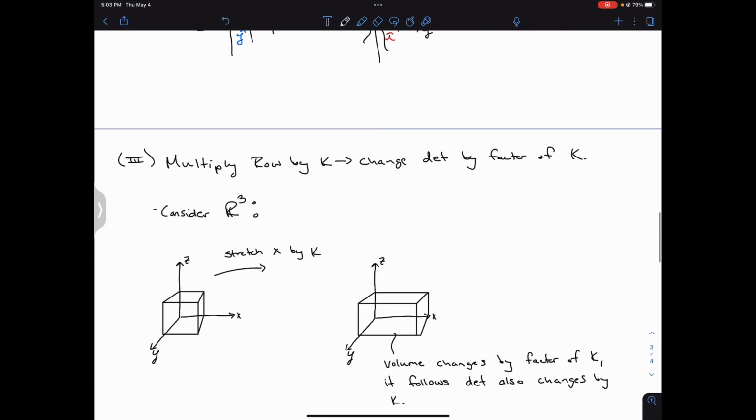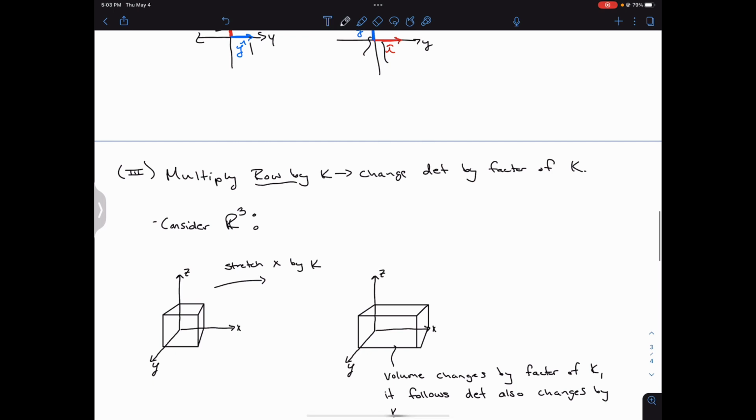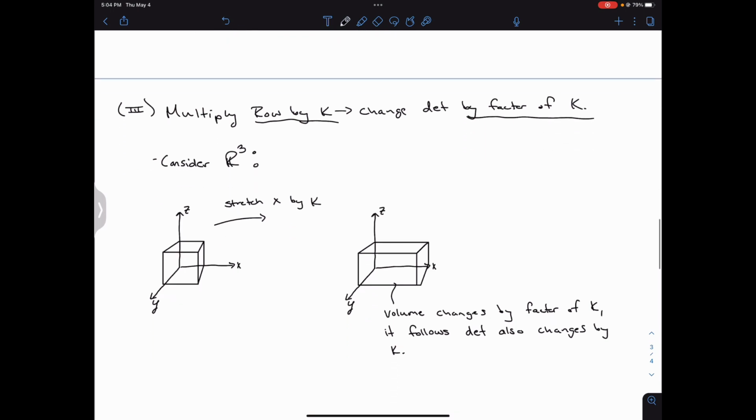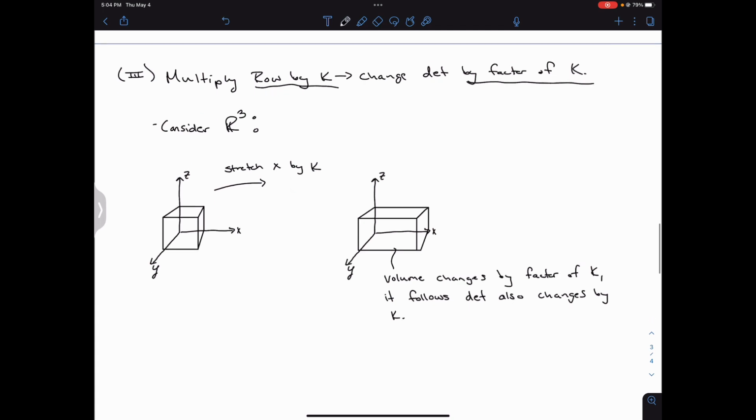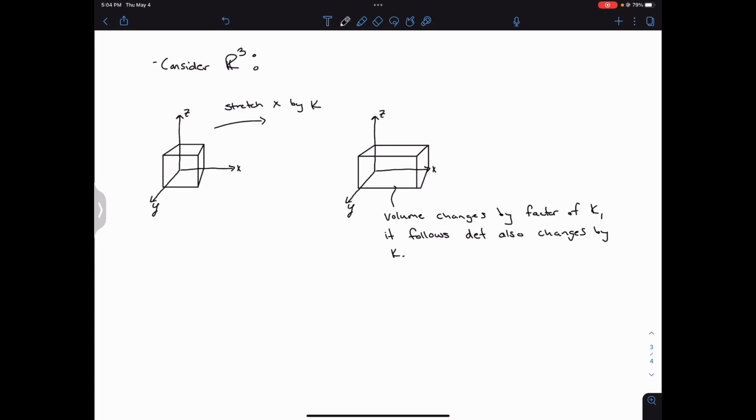And the third property we want to talk about is when we multiply a row by k, we change our determinant by a factor of k. This can be seen if we have our box from the previous example and we stretch x by a factor of k, the volume of the new cube has changed by a factor of k.